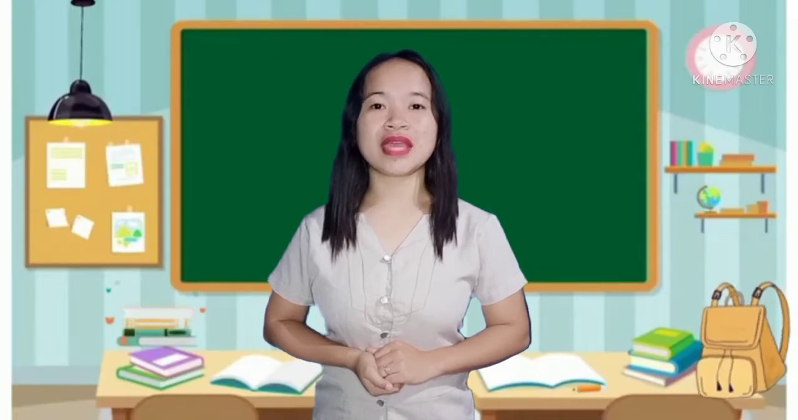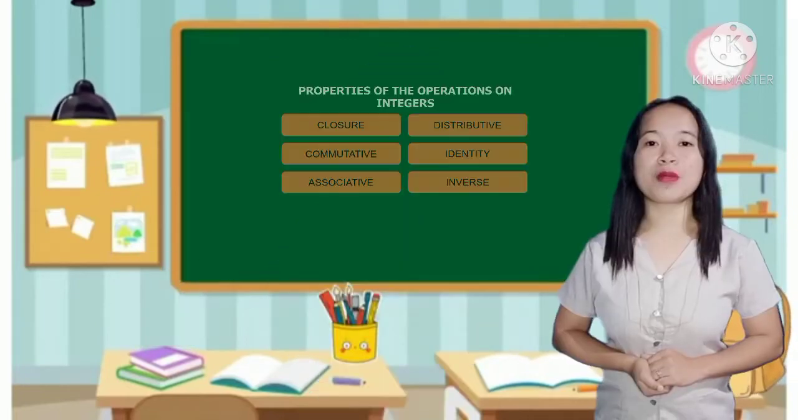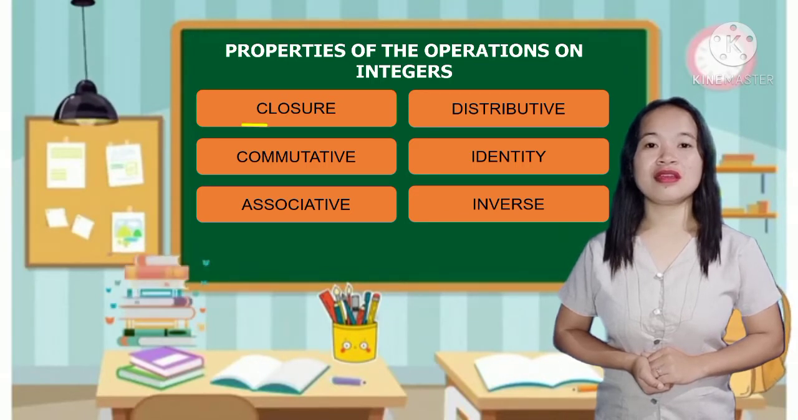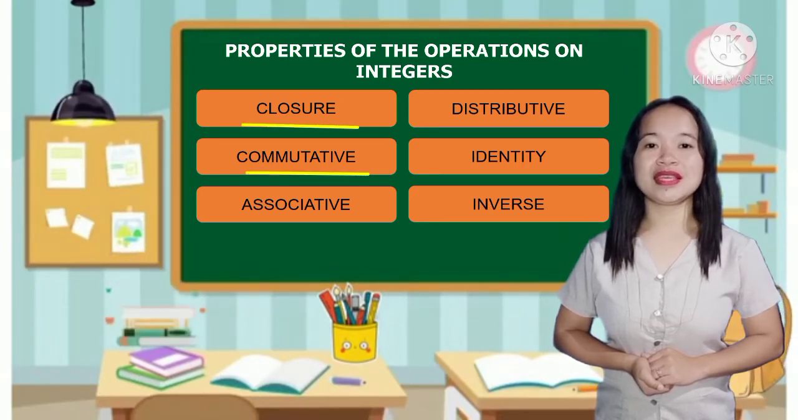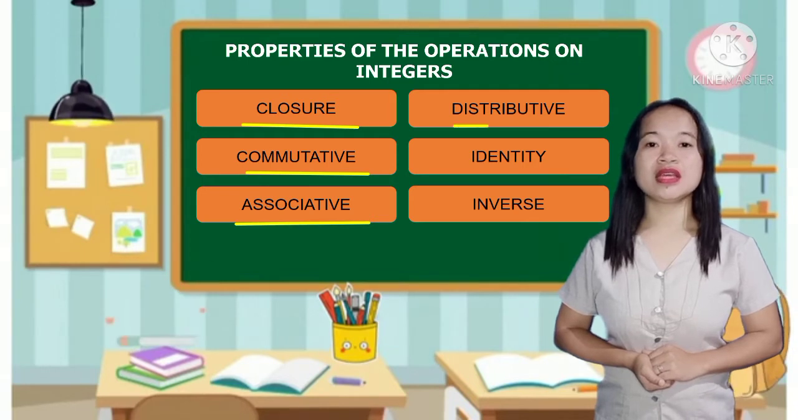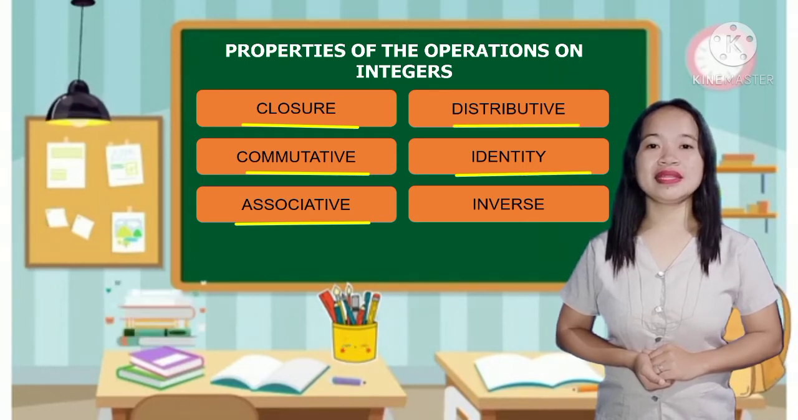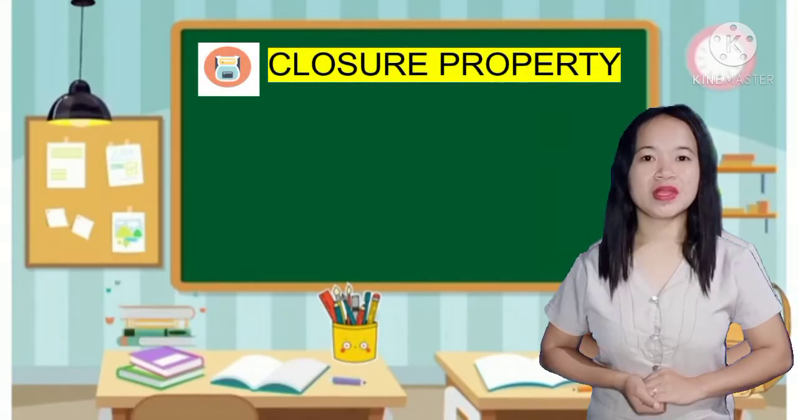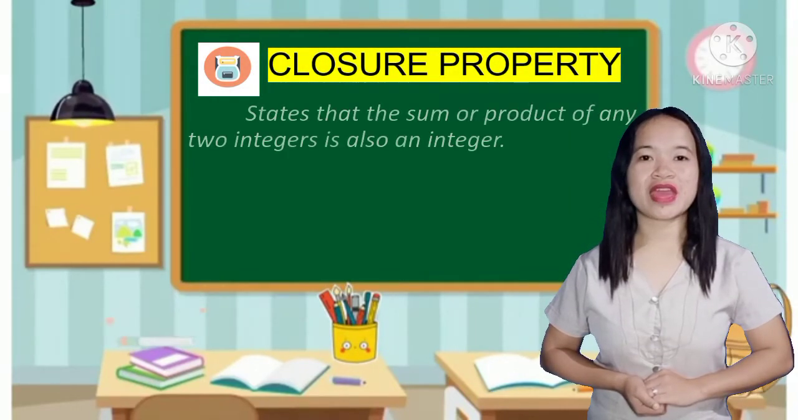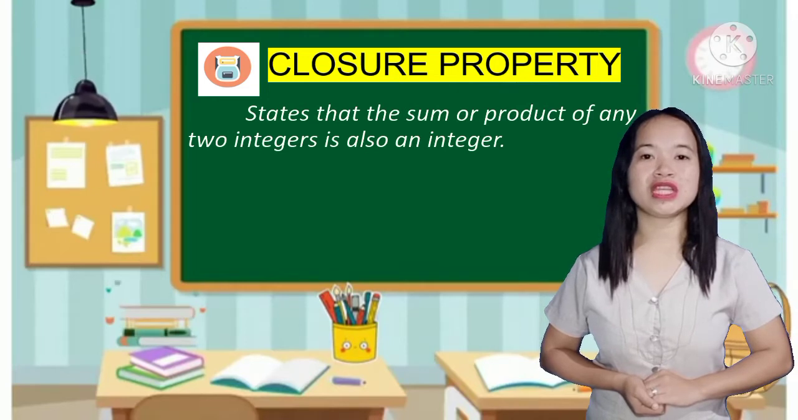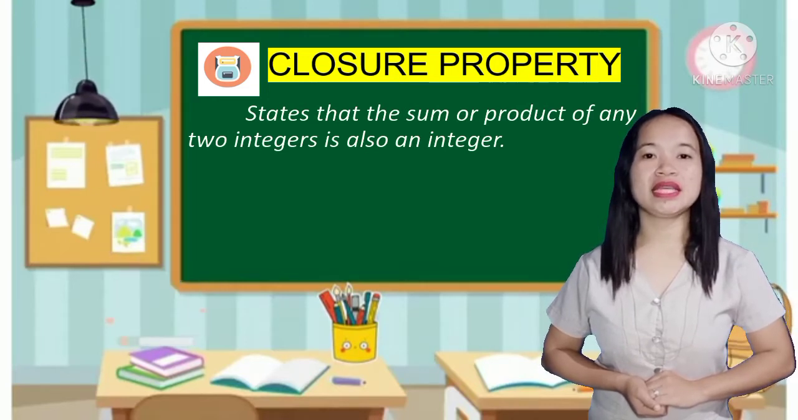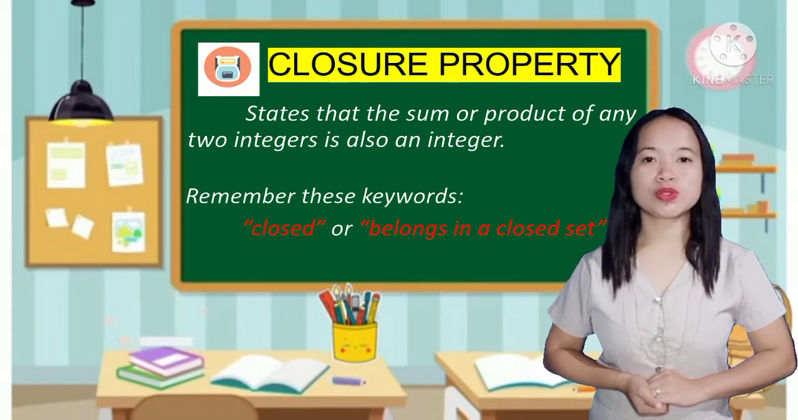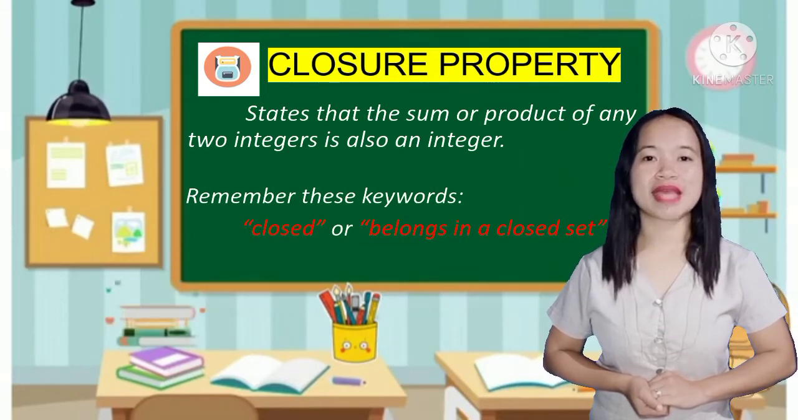Alright, so for today, we will be learning about the properties of the operations on integers. These are closure, commutative, associative, distributive, identity, and inverse. So let's have first closure property. Closure property states that the sum or product of any two integers is also an integer. Remember these keywords? Closed or belongs in a closed set.